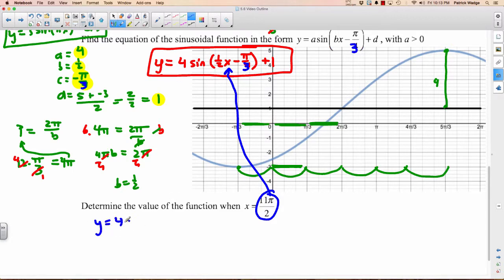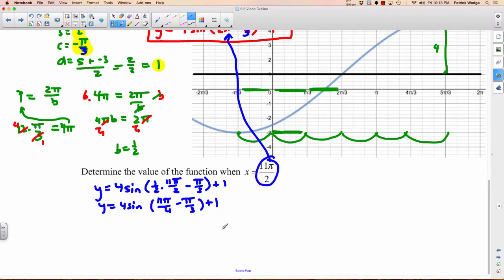So I have y equals 4 sine, and then 1/2 times 11 pi over 2 minus pi over 3 plus 1. So y equals 4 sine. 1 times 11 pi is 11 pi. 2 times 2 is 4. Hope you can read that. Minus pi over 3 plus 1. I can keep simplifying inside the brackets.